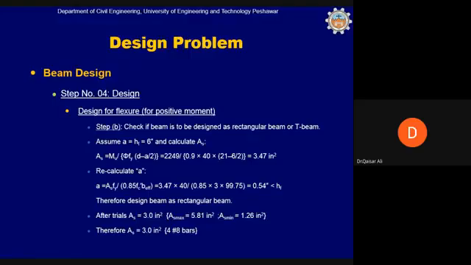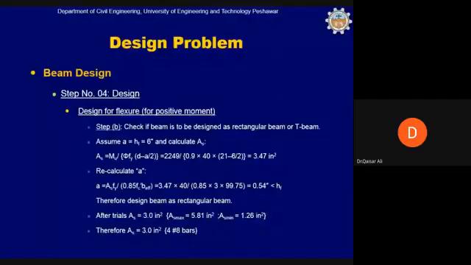We will recalculate A, and A is AS FY divided by 0.85 C prime B. This comes out to be 0.54 inch, much less than the total depth of the slab. So the flange thickness is greater than a, and we will design this beam as a rectangular beam because small a is within the slab depth. So after trials, you can continue the trials and recalculate AS, and finally, when the values show no more change, then you can select that value of AS.